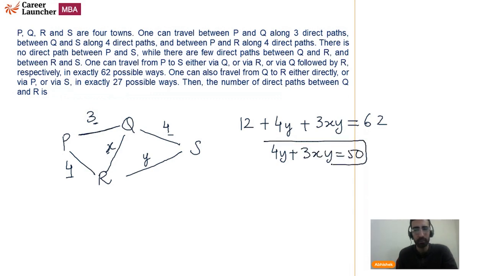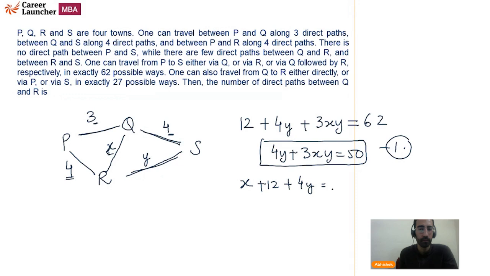We can do a little more with this, factorize possibly, but let's just park it right now and see what else the question has to say. One can also travel from Q to R either directly or via P or via S in exactly 27 possible ways. Q to R would be either X ways, or via P, that would be 3 into 4, 12 more ways, and Q to R via S, that would be 4 into Y. This is 27, which basically means we have another equation, X plus 4Y is equal to 15.